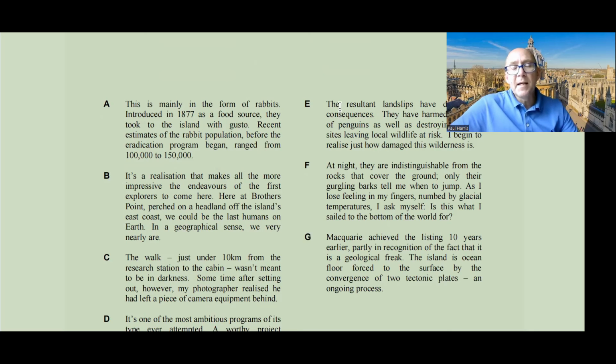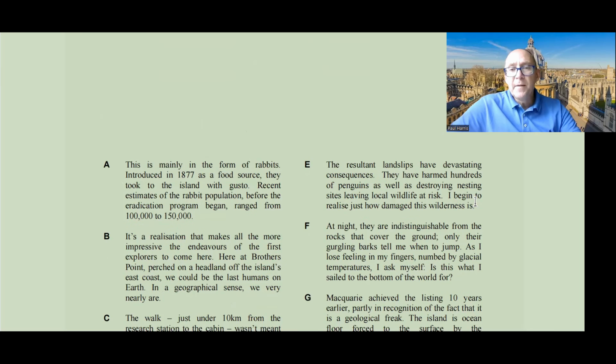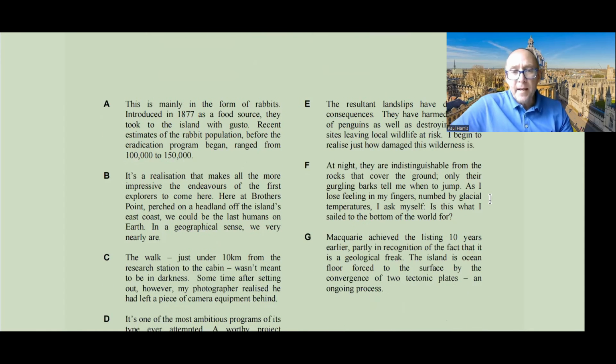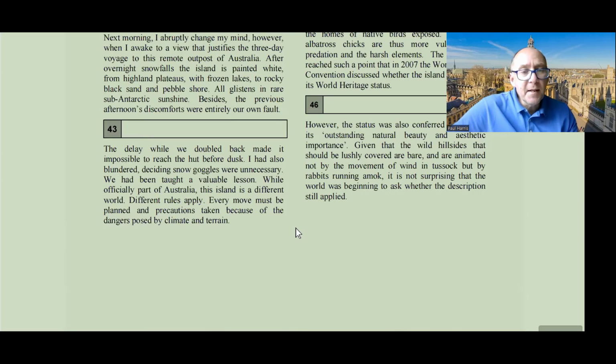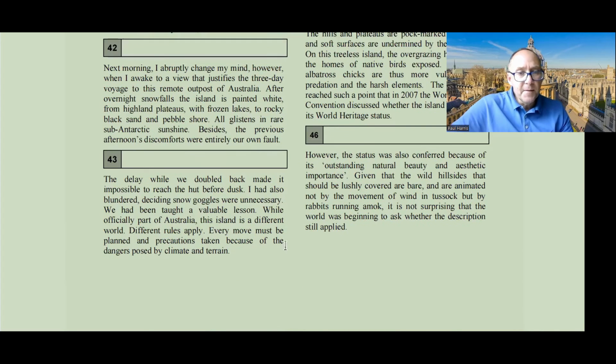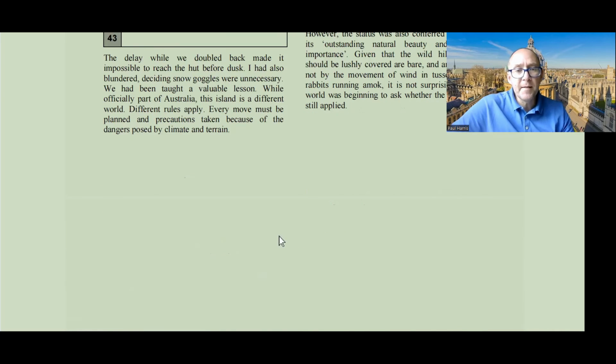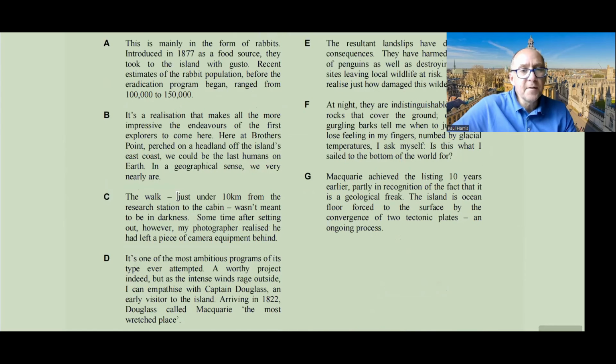F, we've answered. E and G, we talked about as the parts of the text to do with the geography. And it was these movements of the lands devastating the wildlife, damaging the wilderness, okay? And that G was about the formation of the islands and how it was formed, okay? So let's just go back a little bit and see if we can find some more information. Every move must be planned, precautions taken because of dangers posed by climate and terrain, okay? Now, will that fit here with B?